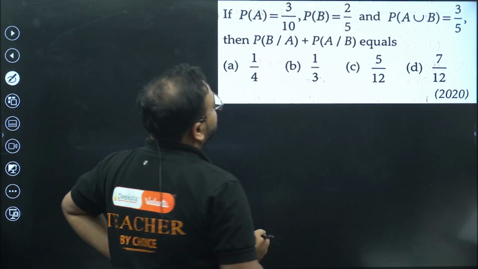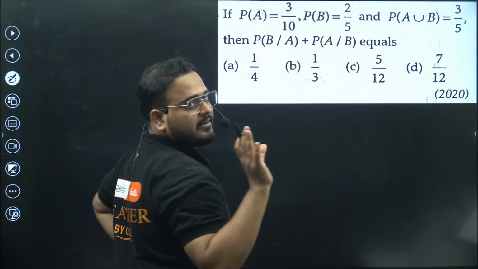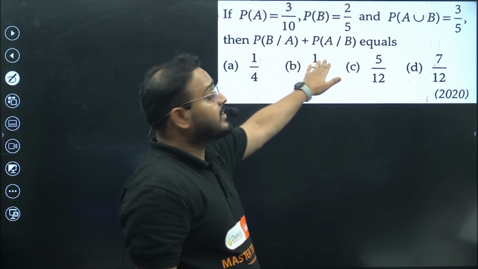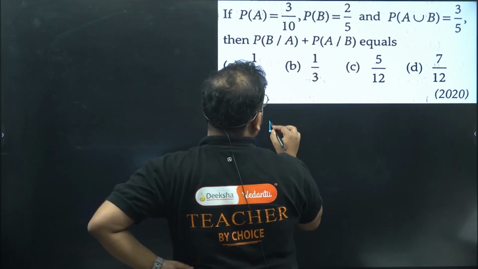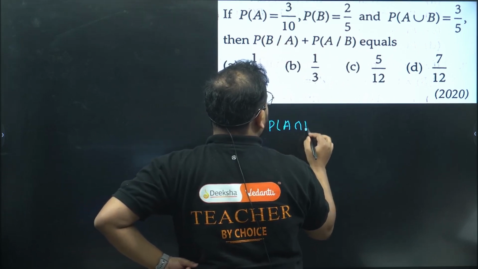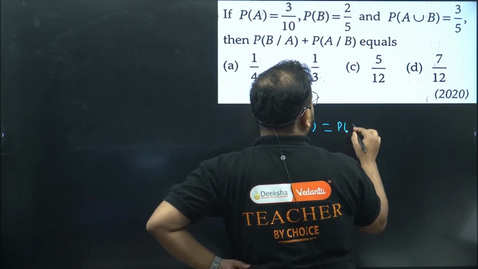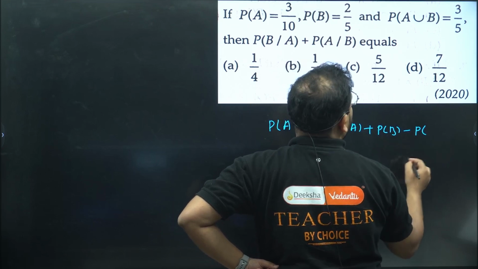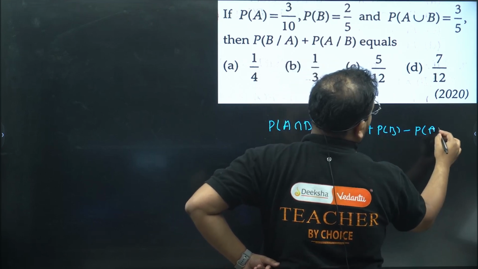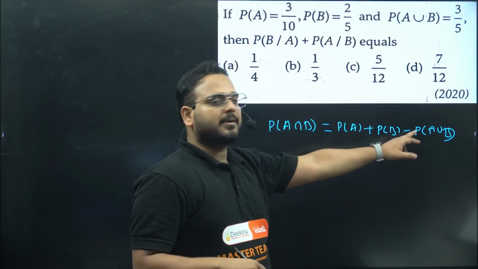All right, so what we have here. To find any of these values, I need the intersection. So let's find the intersection first from the given condition that we have. Probability of intersection of A and B will be given by P(A) plus P(B) minus P(A union B). That's how we write it.